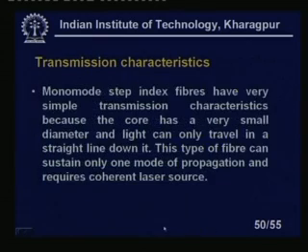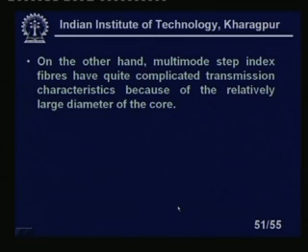Transmission characteristics, let us look at. The monomode step index fiber has very simple transmission characteristics because the core has a very small diameter and the light can only travel in a straight line down it. This type of fiber can sustain only one mode of propagation and requires a coherent laser source. That is a problem because light will be transmitted in a straight line. On the other hand, multimode step index fibers have quite complicated transmission characteristics because of the relatively larger diameter of the core.